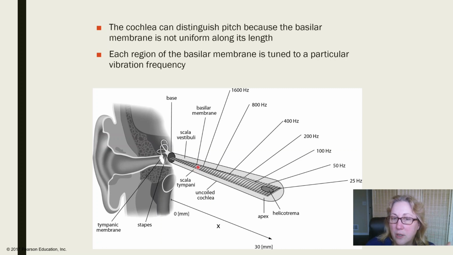So that's why you can lose certain pitches but not others, and we tend to lose the higher pitches first. And that's very common just with aging. People tend to lose the ability to hear high-pitched sounds, but not low-pitched sounds.